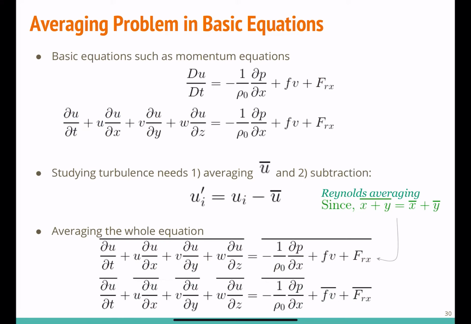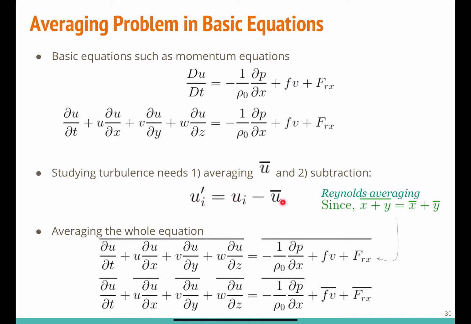Okay, so we need to do averaging in the basic equations, and now I'm using just the momentum equation in the x direction to show you the idea. Okay, here is that momentum equation, and this is the total change. It could be expanded into the local change and then the advection terms. Okay, and then to study the turbulence, we need to do averaging, of course. If we don't do averaging, we cannot find this. Okay, and then do subtraction.